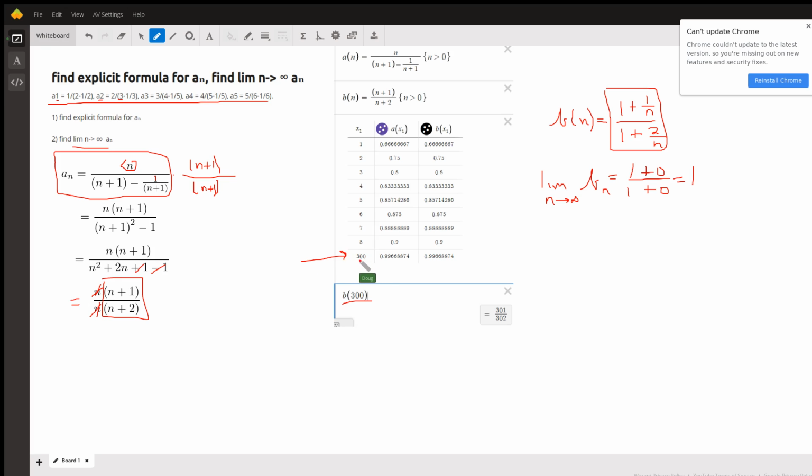As n gets bigger and bigger, this number is going to get closer and closer to 1. You can get as close to 1 as you want. You'll never actually get there. That's why it's called a limit.